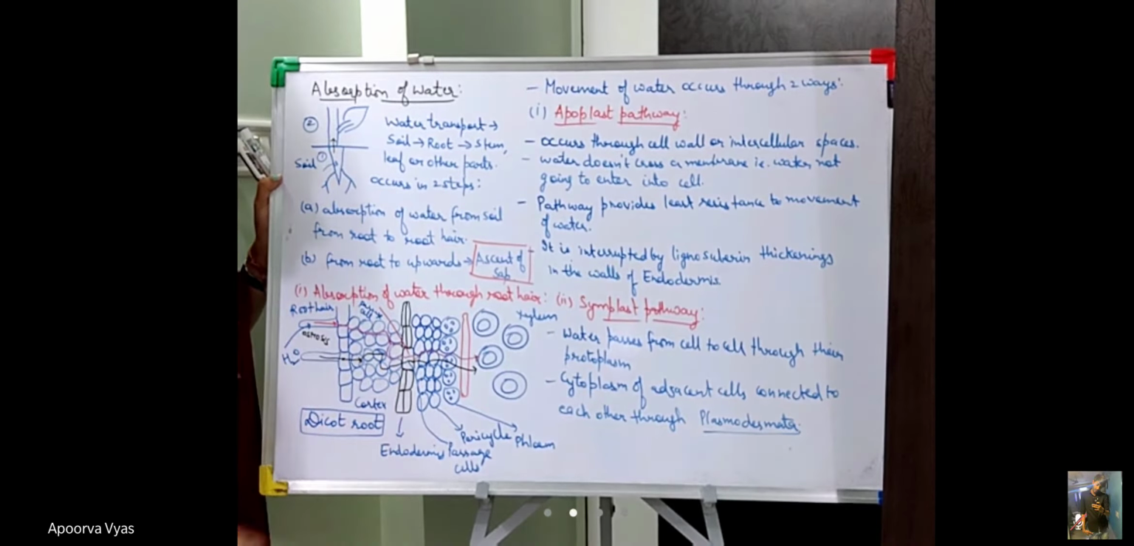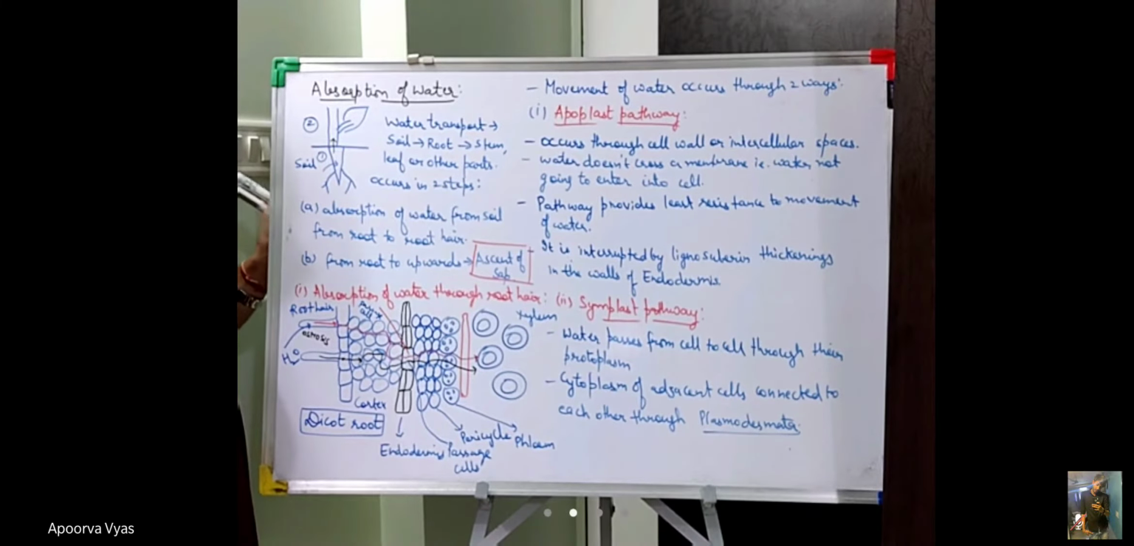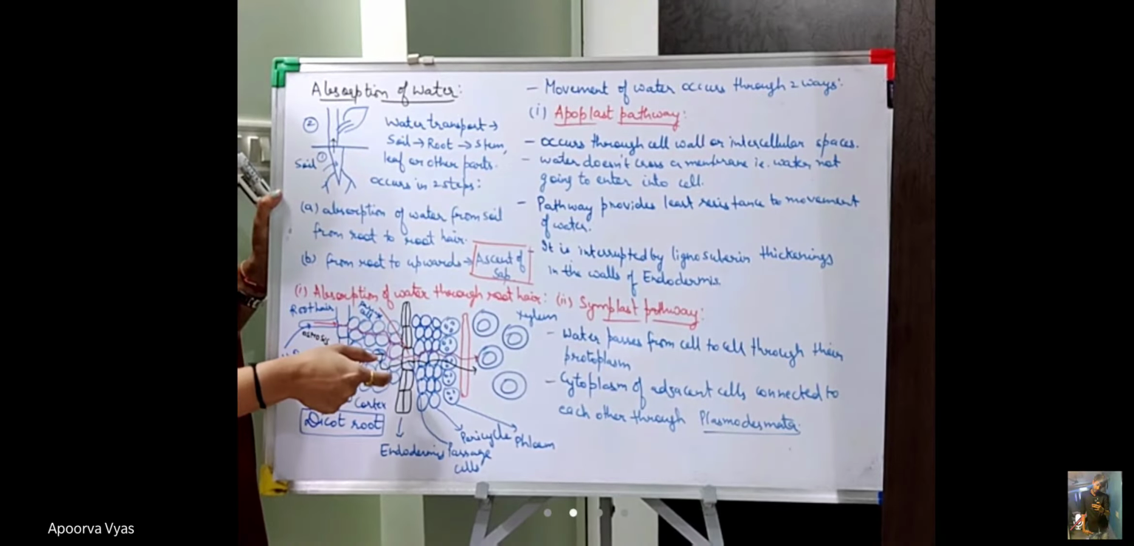Now when it actually reaches the endodermis, it comes across the Casparian strips, and these Casparian strips they are actually made up of lignosuberin. Okay, and this lignosuberin is actually impervious to water, so it won't allow the water movement through it. So there should be some additional mechanism or some additional thing which should be present जो water की movement को allow कर सके. So what is going to happen now?